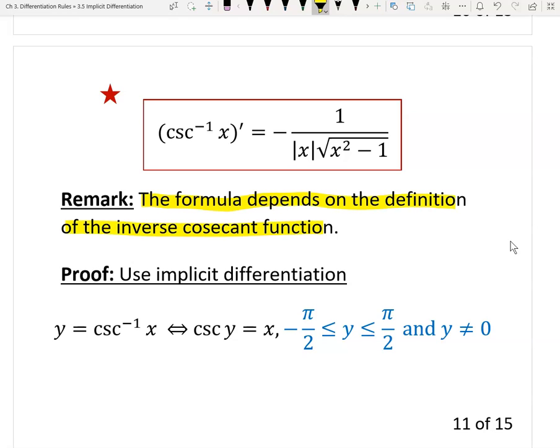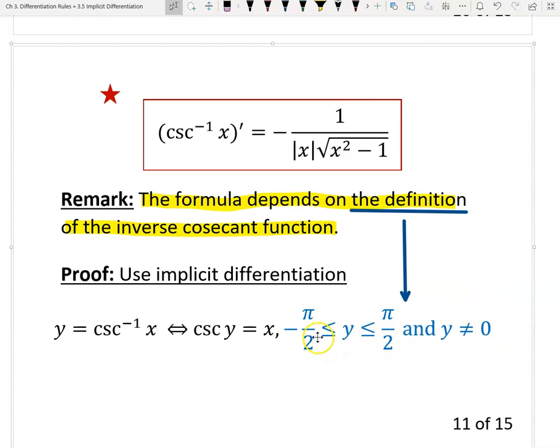I'm going to show you. If in the future you meet another formula which is different, we use this definition. Can you see? Let me highlight this. We use the definition. Where is our definition? Okay, it is here. So this is our definition, and our definition is for y belongs to negative pi over 2 to pi over 2, y does not equal 0.